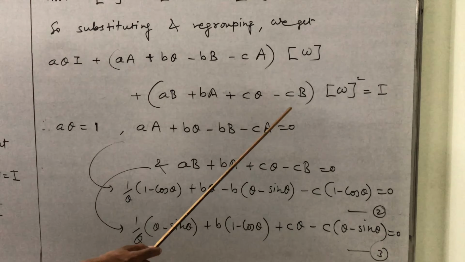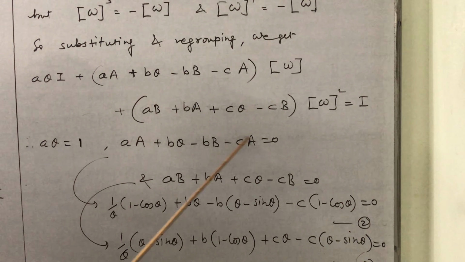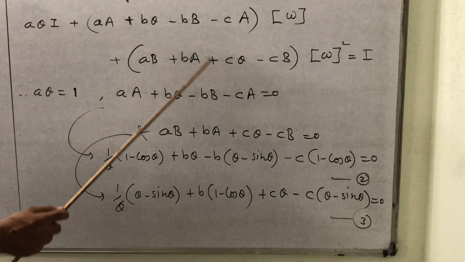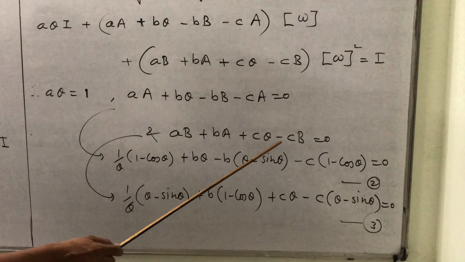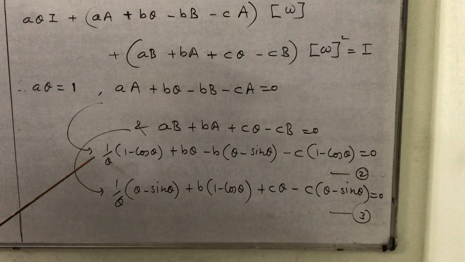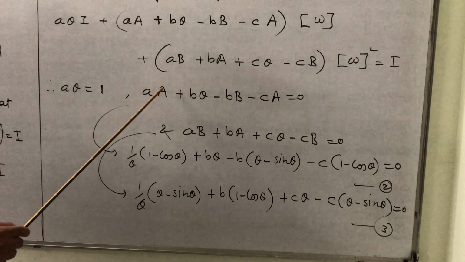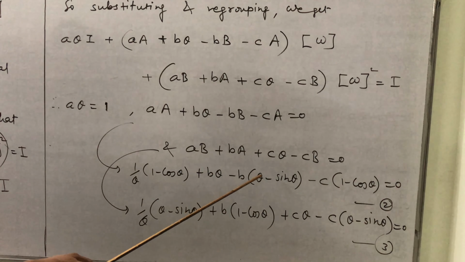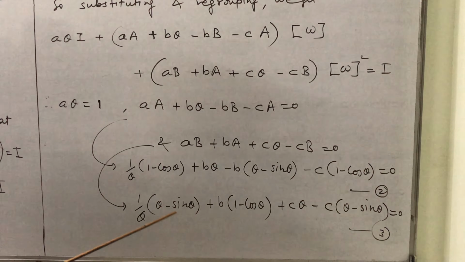So the rest of the terms must be 0, but omega square is not 0. So this multiplier and this multiplier should be 0. So A theta is 1, A plus B theta minus B is 0. And from this, B theta minus sin theta, and C theta minus C. A is 1 upon theta because A theta is 1. So 1 upon theta into A is 1 minus cos theta. We have supposed capital B is theta minus sin theta, and minus C into 1 minus cos theta is 0.